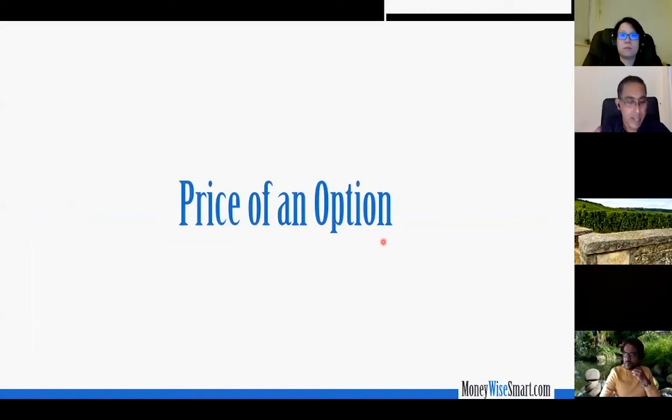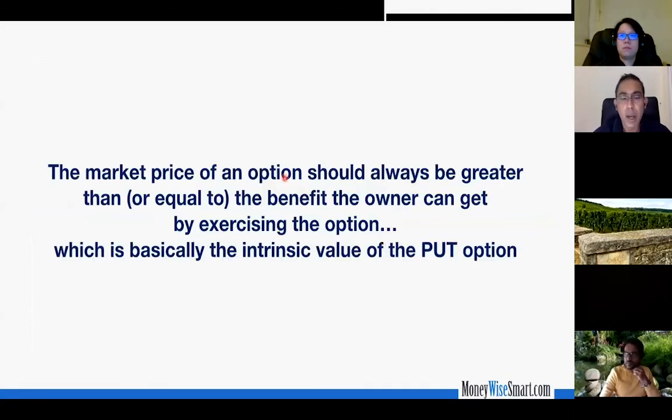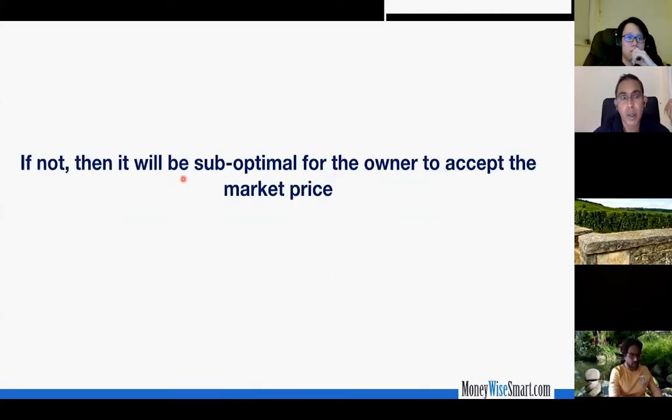Now, let's look at the price of an option. Now, as we discussed earlier, the market price of an option should always be greater than or equal to the benefit the owner can get by exercising the option, which is basically the intrinsic value of the put option. Now, if not, then you realize that it will be suboptimal for the owner to accept the market price.